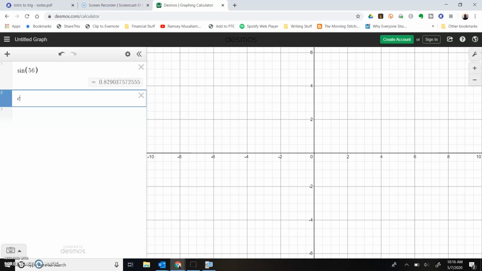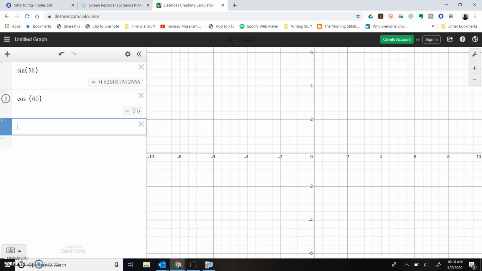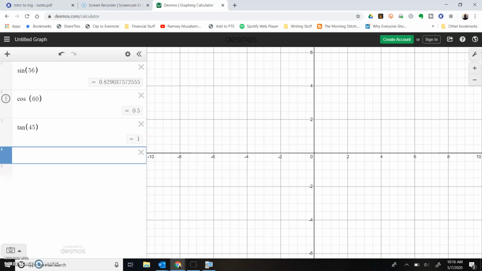I think we found the cosine of 60 degrees, and it was 0.5. And we want to find the tangent of 45 degrees. Key that in. Oh, it's equal to 1. So here's how you could use Desmos to do your trig things as well, to find your trig values.